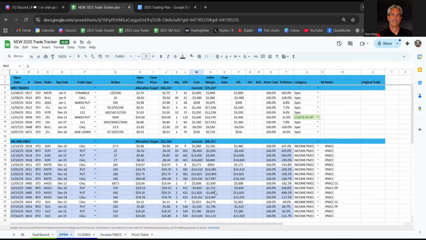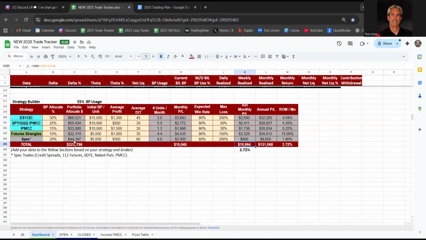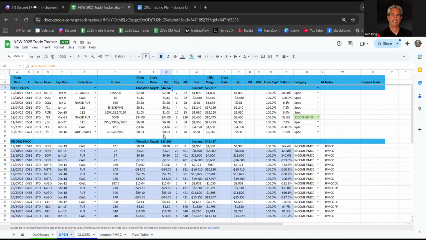When I look at my open trades, I do have this allocation target up here, and it actually grabs the number from spec trades at 44,000. It grabs it right from here. And the same thing with income poor man covered calls, it grabs it from the front. And then I'm keeping track of the initial margin that I use in here. So this is the initial margin that is allocated to each of these individual trades when I put them on.